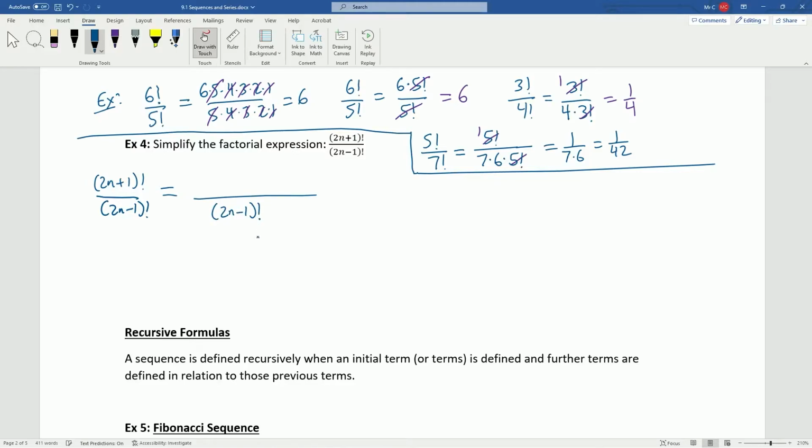So when I look at 2n plus 1 and 2n minus 1, which one's bigger? Oh, 2n plus 1. So I'm going to expand that 2n plus 1 factorial. So I'll leave my denominator the same. And so what's my first term? It's whatever's inside here, 2n plus 1. And then I multiply by the next integer down, right? Like 6 times 5 times 4. So what's the next integer down? Well, it's whatever 2n plus 1 was, minus 1.